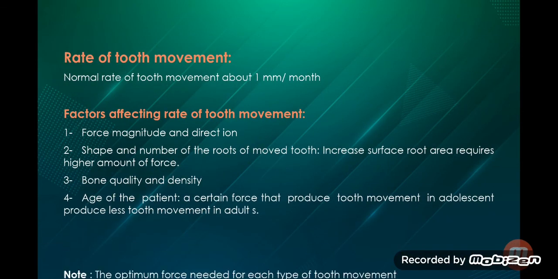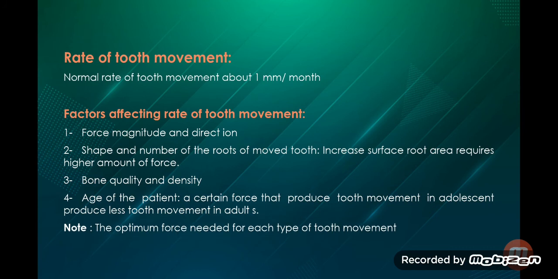Rates of tooth movement. The normal rate of tooth movement is about 1 millimeter per month. Now, the factors affecting the rate of tooth movement. First, the force magnitude and direction. Second, the shape and number of roots of the moved tooth. Hence, a larger surface area requires a higher amount of force.